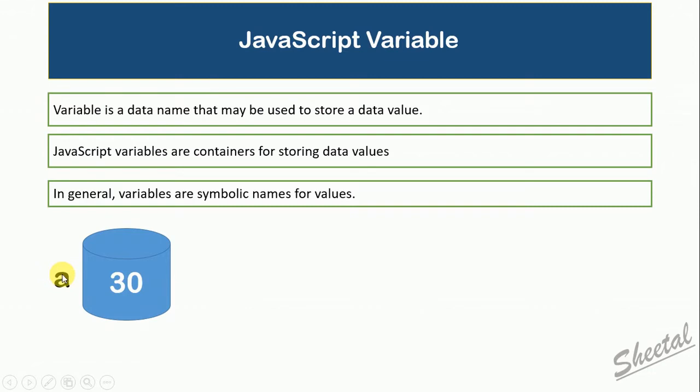So variables are used to store data like string of text, numbers, expression, etc. The data or value stored in this variable can be set, updated and retrieved whenever we need it. In general, variables are symbolic names for values. So in general, what is variable? Variables are symbolic names for values.